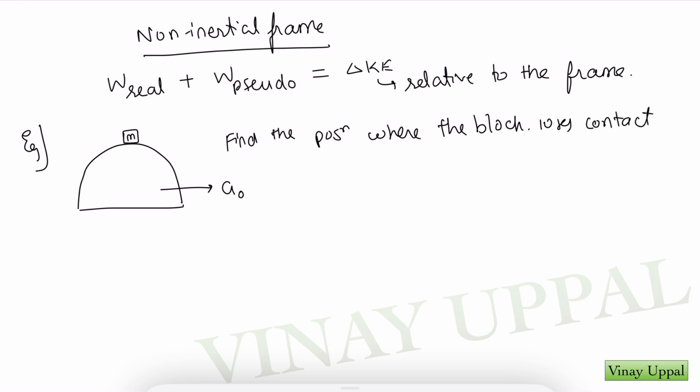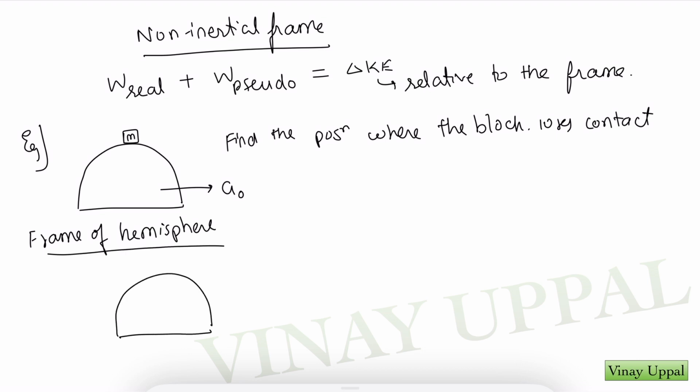So initially the block and the hemisphere have 0 velocity. So it will be easier to go in the frame of the hemisphere, because in the frame of the hemisphere, the block will be performing circular motion. So the block will perform circular motion, and let's say at this angle theta, the block loses contact, meaning normal force is 0. So when the question is asking us to find the position, we can just find the angle at which the block loses contact. So the forces acting on it are a pseudo force and gravity. Let's say the speed is v here. So what will be the equation that I can write?